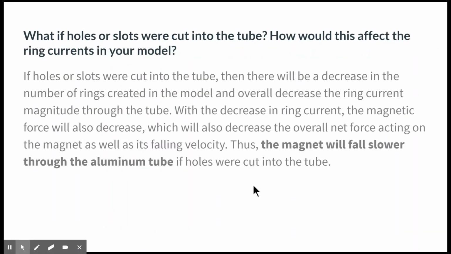If holes or slots were cut into the tube, then there will be a decrease in the number of rings created in the model and an overall decrease in the ring current magnitude through the tube. With the decrease in ring current, the magnetic force will also decrease, which will also decrease the overall net force acting on the magnet as well as its falling velocity. Thus, the magnet will fall slower through the aluminum tube if holes were cut into the tube.